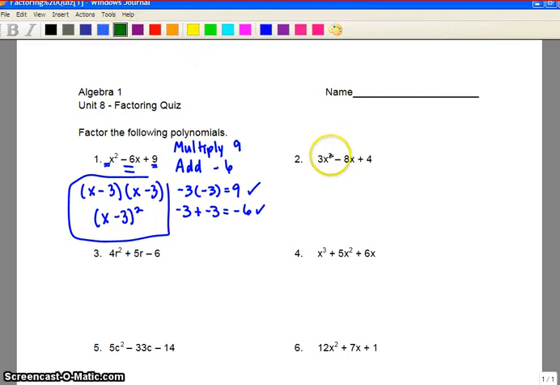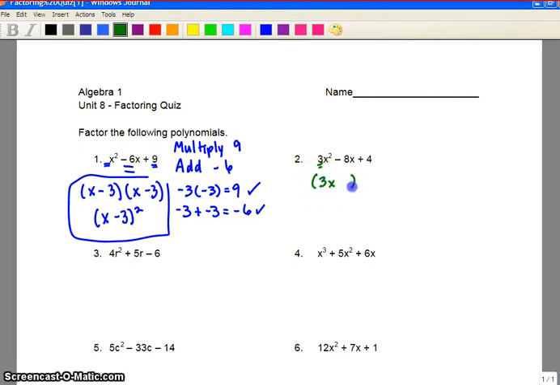Number 2, I have a 3x squared minus 8x plus 4. Now if you notice here, there is something in front of that x squared. As soon as there's something in front of that x squared, it's not so easy to say what are numbers that multiply together to give me term 3, but add together to give me term 2. This becomes somewhat of a guess and check game. I first have to break down that first term. It's a 3x squared. And the only two things, since 3 is prime, I can multiply together to give me a 3x squared are 3x times an x. So I'm going to start there.